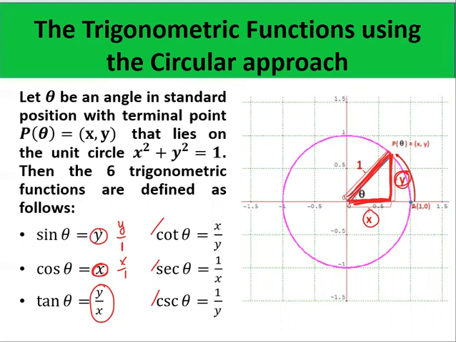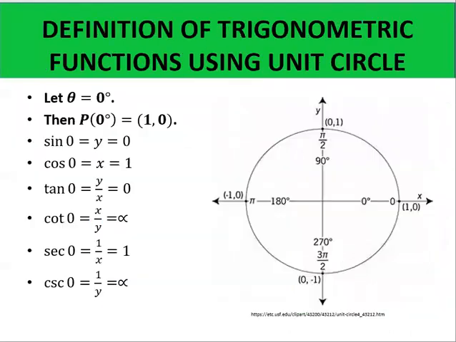So which means if we have an angle theta, let's say angle theta is equal to 0 degrees. So that means that the initial side of this angle is the positive x-axis, and its terminal side is also this positive x-axis. Now the terminal point, so our P of theta will be P of the angle 0 degrees, or P of 0, and this is equal to the point (1, 0). So this means that x is equal to 1 and y is equal to 0.